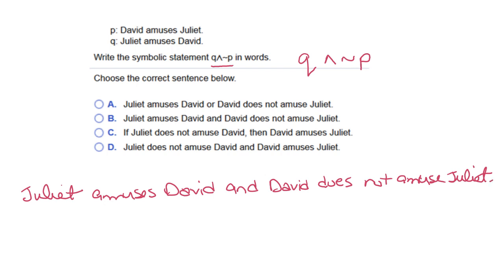All right. From there, we would probably just reread it one more time. Juliet amuses David is Q, and means the conjunction. David does not amuse Juliet. That is not P. Now we just need to find the correct option that matches, and it looks like it would be option B. So what we're learning here is to go from simple statements to symbols and back and forth from symbols back to statements and compound statements.